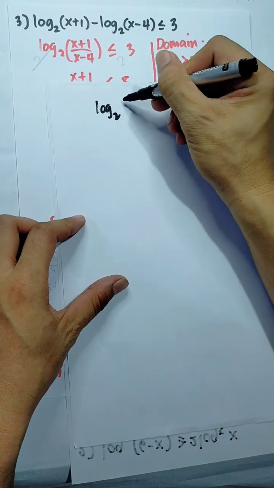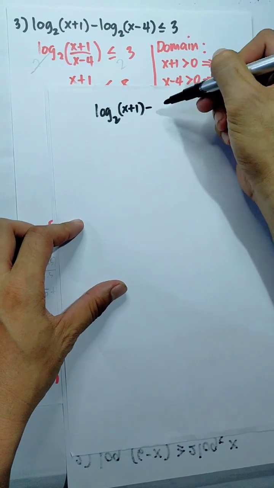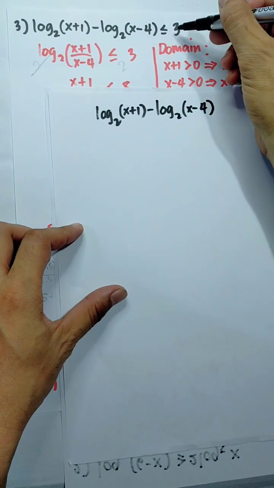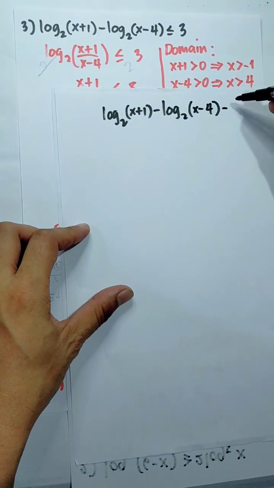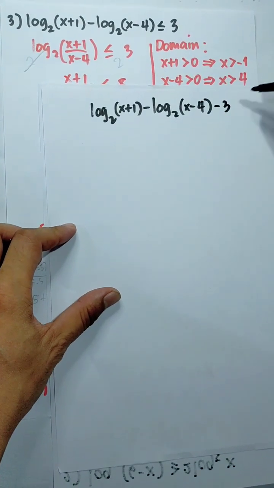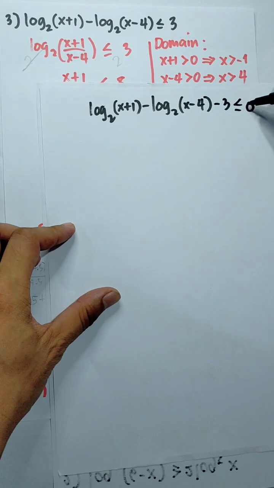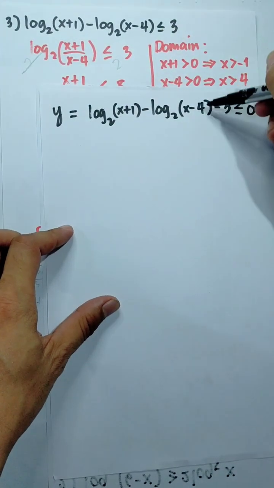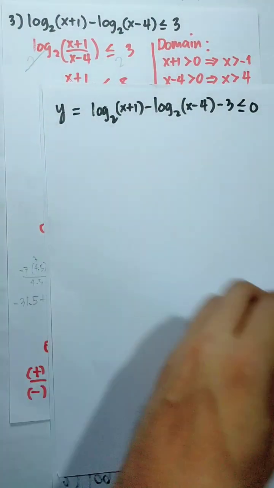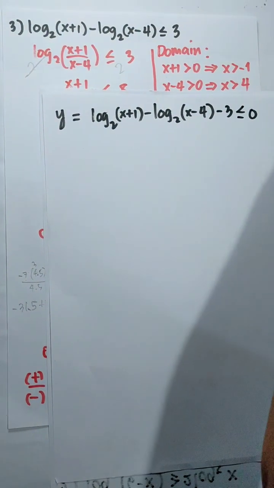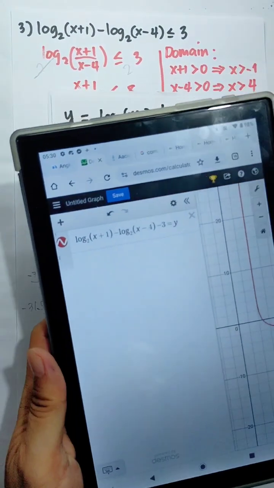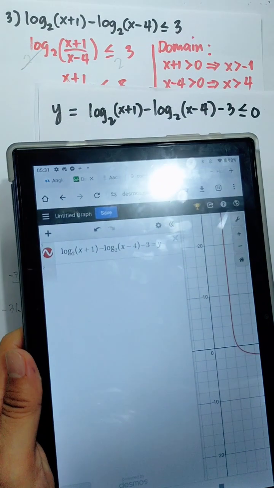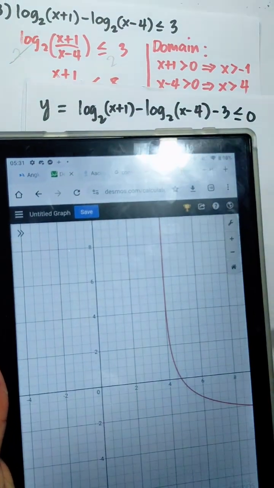Okay, to check our answer using a graph, we can rewrite this as log base 2 of x plus 1 minus log base 2 of x minus 4, and then we transfer this to the left side, so we have minus 3, and it's going to be less than or equal to 0. So if we let this equal to y, so that we can graph this one, and take the negative value of our y, okay, to check it out. So we're using this calculator. Okay, this is now our equation, and let's check the graph.